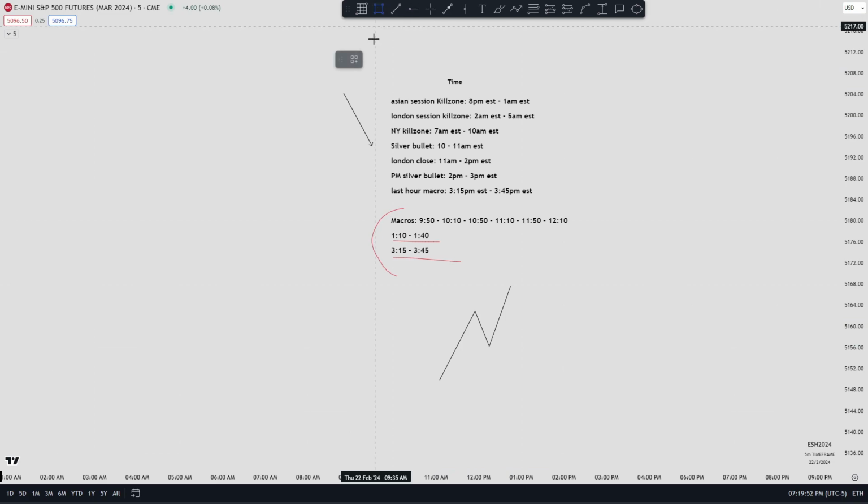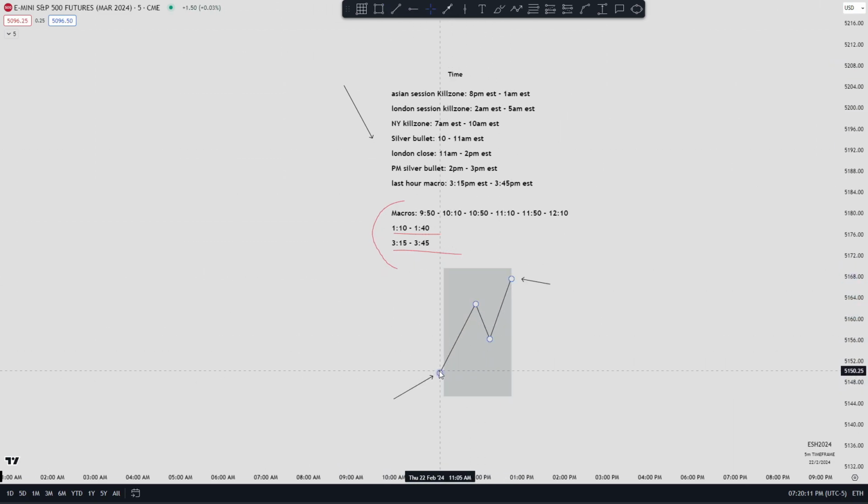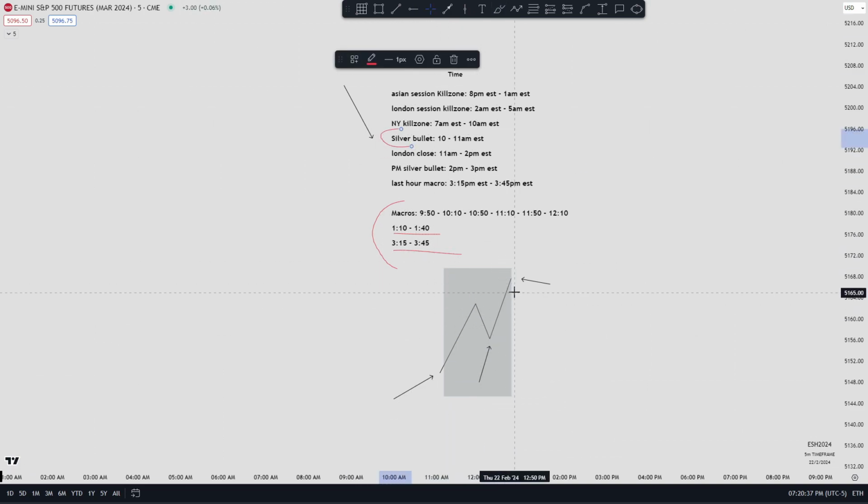So let's say this is the New York session. You're trading from 7 o'clock to 12 o'clock. If you're anticipating some type of pullback, most likely it's going to be during the silver bullet hour, which is 10 o'clock to 11. If you're anticipating a pullback to then see a move higher, this is when you would expect that pullback to take place for that continuation higher of the trend.